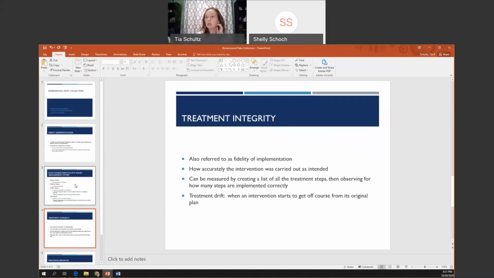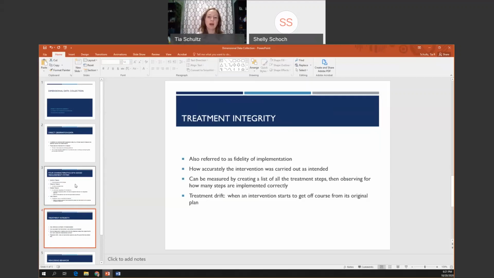So the book talks about treatment drift as well. And this is when intervention gets off course. And this is something that also can happen unintentionally. We get sort of fatigued, or maybe certain steps are kind of cumbersome, so eventually we omit them because it seems like the other ones are going well.